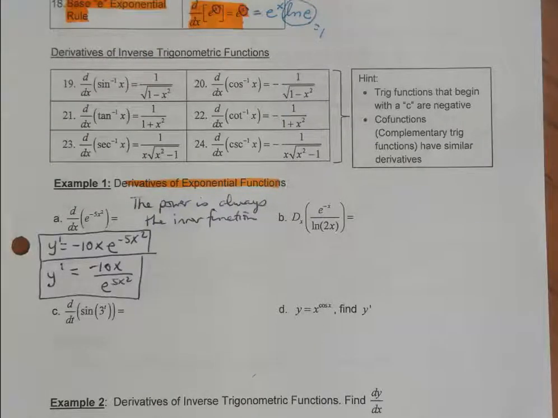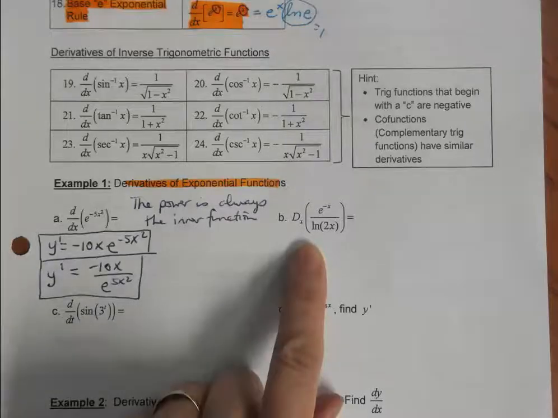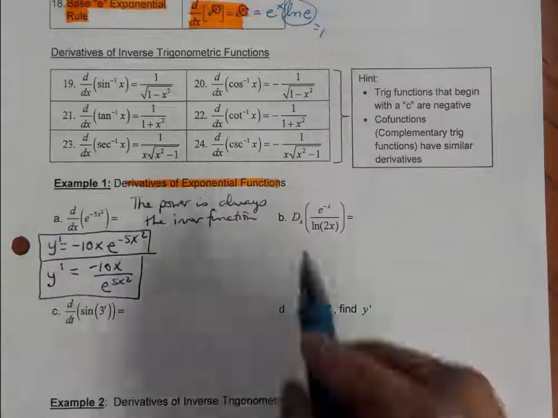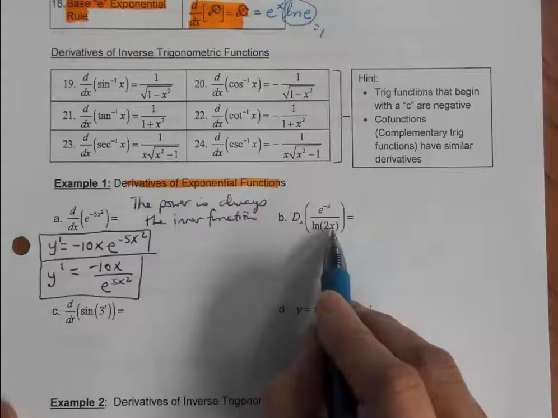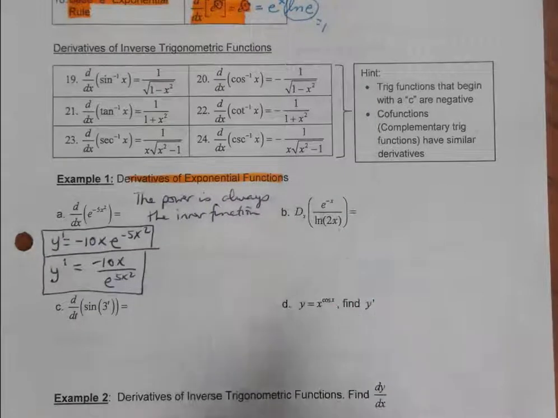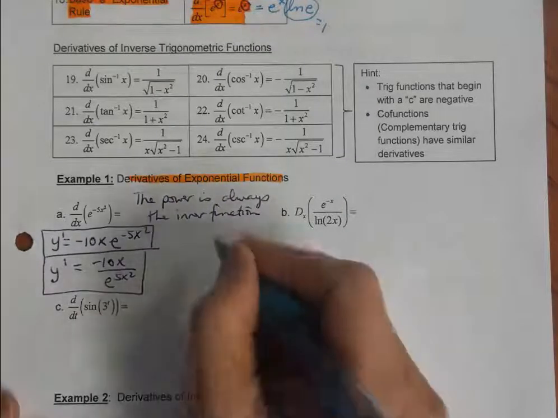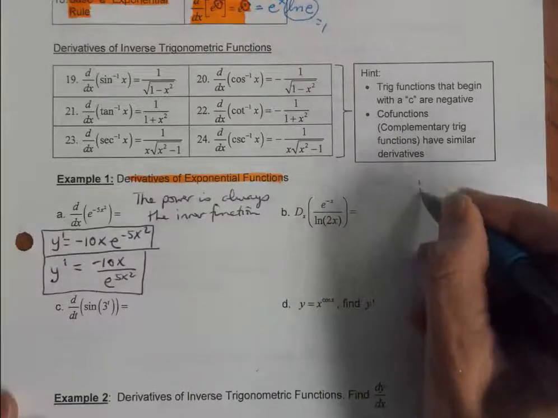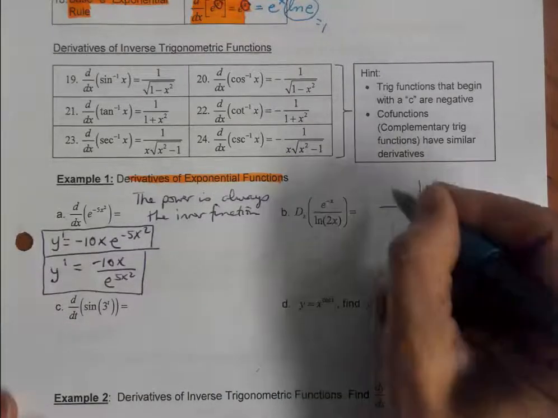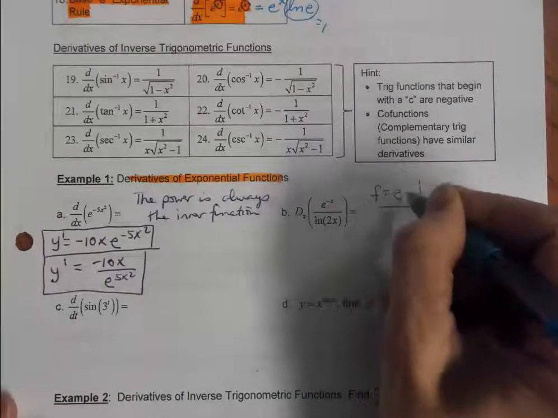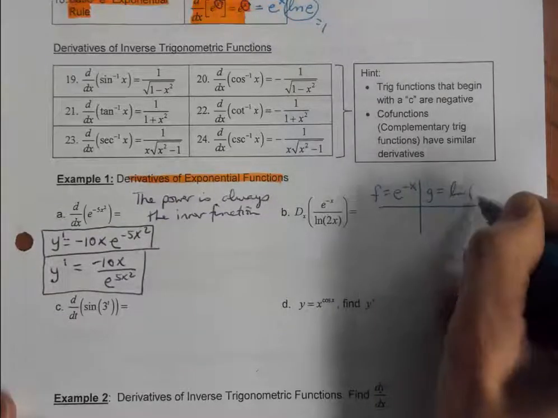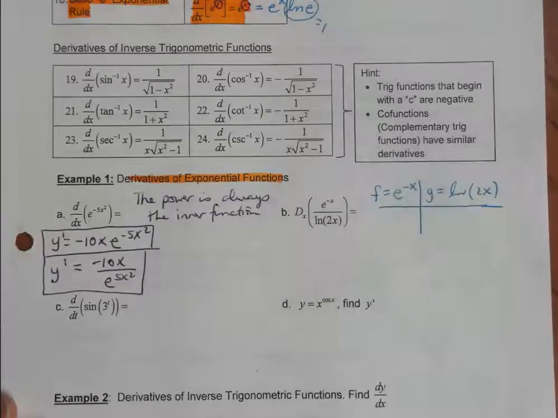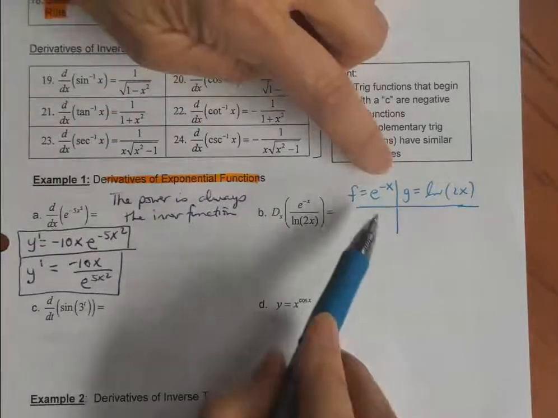Then let's look at another problem that has e to the negative x as my numerator, and my denominator is the natural log of 2x. I'll keep it as it is, and I'm going to use the quotient rule. I'll write out my quotient template here. My f is equal to e to the negative x, and my g is my denominator, the natural log of 2x.